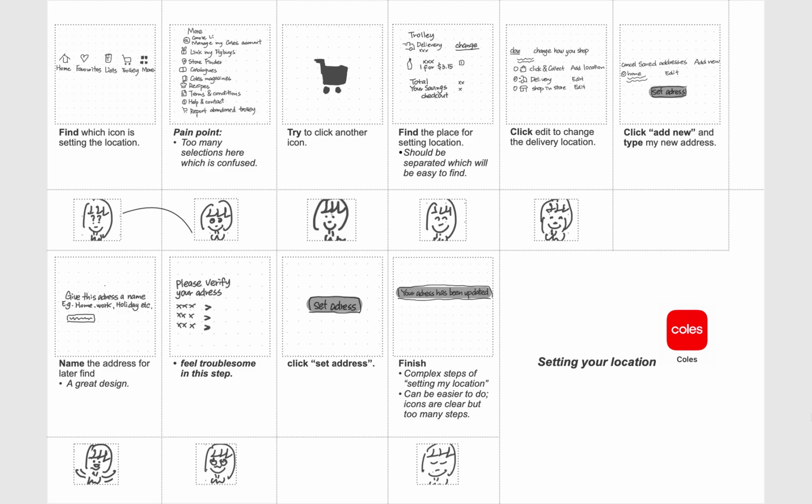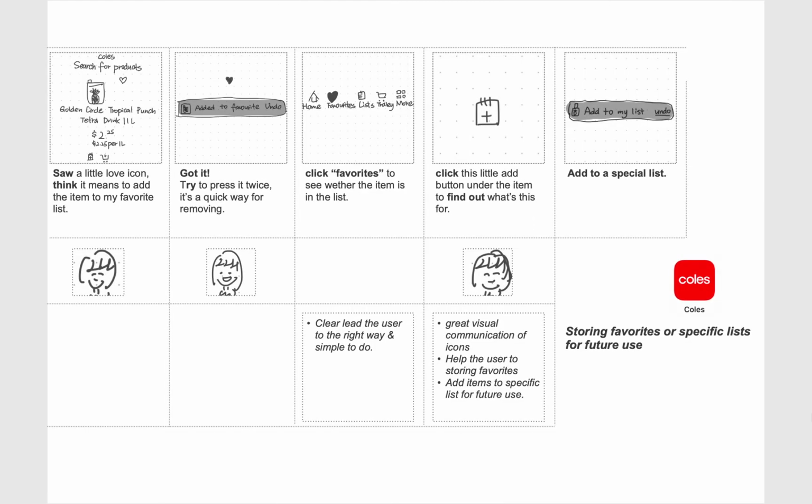After trying to set the location and store favorites or make specific lists, I found that the concepts have some aspects of improving the place for setting one's location. It's not as easy for the user to find. There are some redundant steps such as verifying the address. However, the app has a cheerful design for storing one's favorites. Steps are easy to follow.